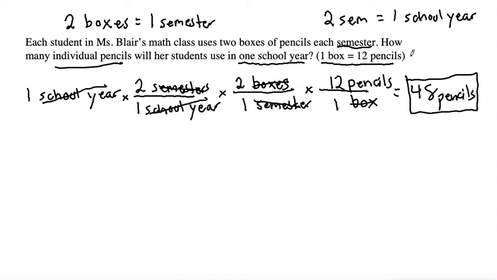If we wanted to find the number of pencils that her whole class would use, all of her students, we would have to do another conversion factor, multiplying by the number of students in her class.